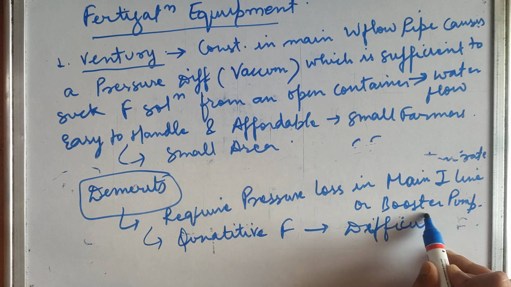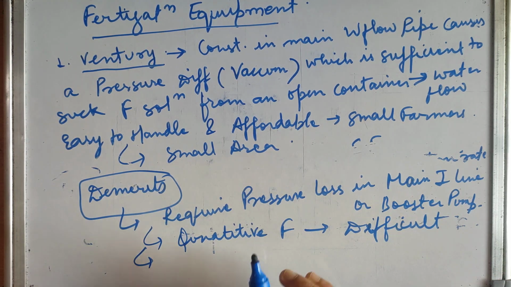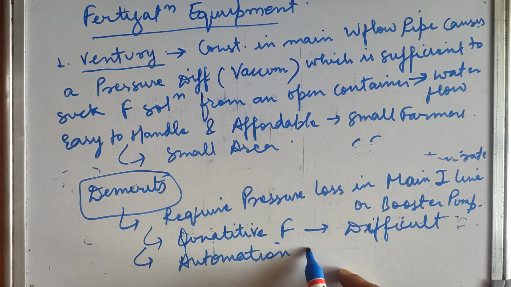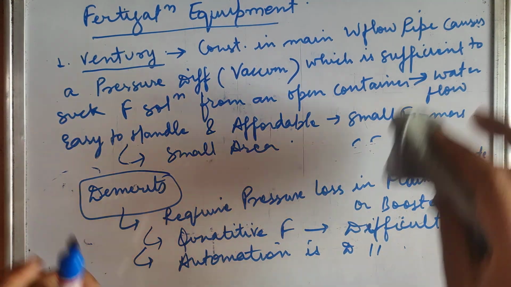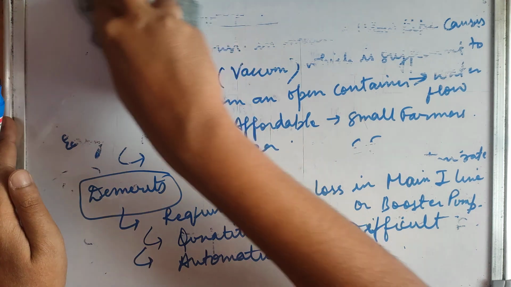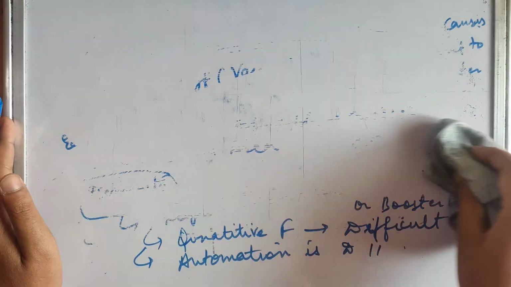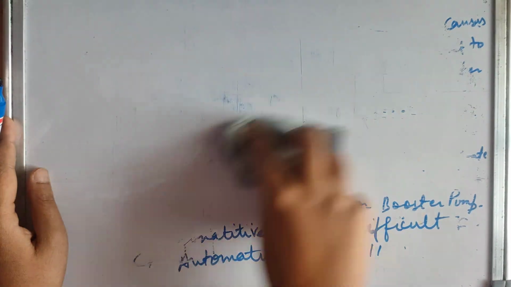We can do it, but we need some technical knowledge. Automation is very difficult in Venturi. So these were the merits and demerits of Venturi. Now moving on to the second fertigation equipment, which is the pressure tank.